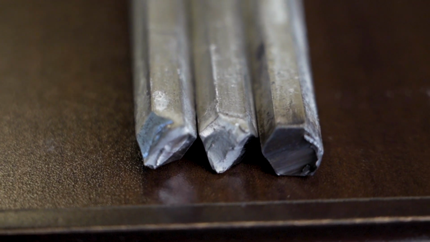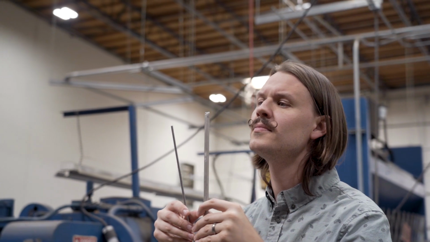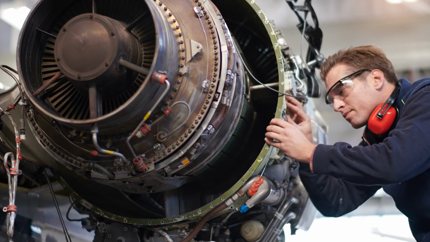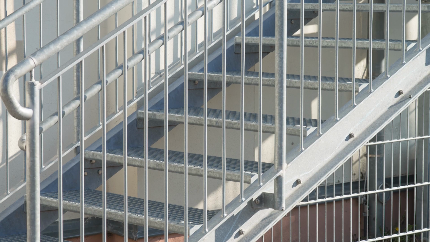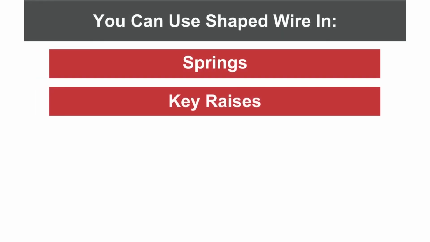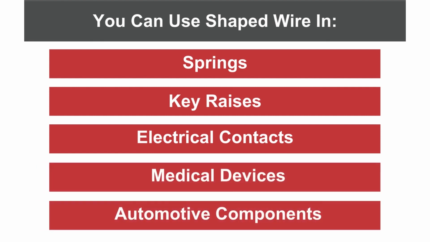Shaped wire is manufactured into a hex or square shape to meet specific functional or aesthetic requirements. While traditional wire is round, shaped wire is intentionally designed and formed into unique shapes to offer versatility, functionality, and design flexibility. Many industries use shaped wire, including automotive, aerospace, electronics, construction, and manufacturing. You can incorporate shaped wire into various applications, including springs, key raises, electrical contacts, medical devices, and automotive components.